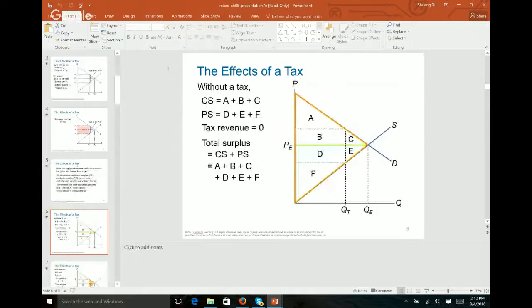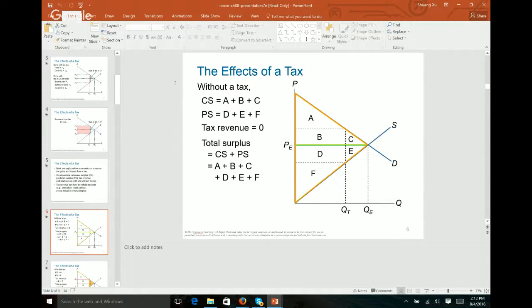So before tax, your consumer surplus is the top triangle over here. So your A, B, and C is your before-tax consumer surplus. And then the producer surplus will be the bottom triangle, below the price line, above the supply curve. So D, E, and F is your producer surplus. And then your total surplus is A, B, C, D, E, F.